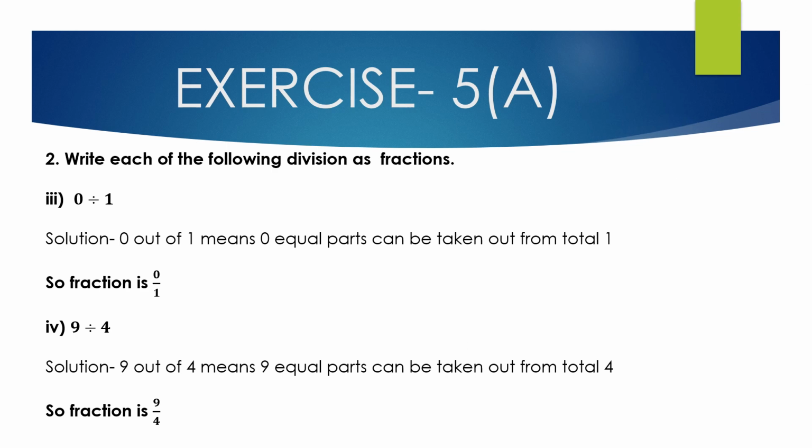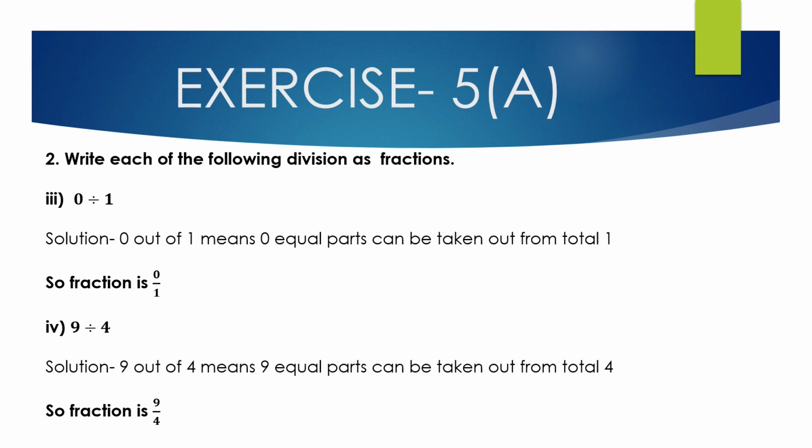Now third bit is 0 divided by 1. 0 divided by 1 means 0 out of 1, which means 0 equal parts can be taken out from a total of 1. So fraction will be 0 divided by 1, that means 0 only. There are no equal parts that can be taken out from the total of 1. So fraction will be 0.